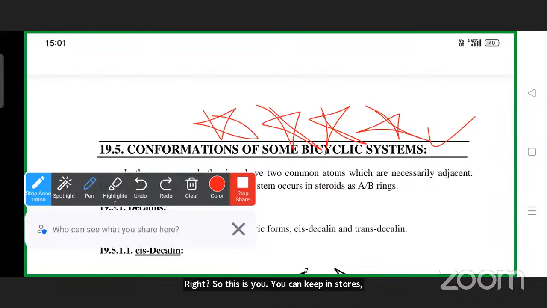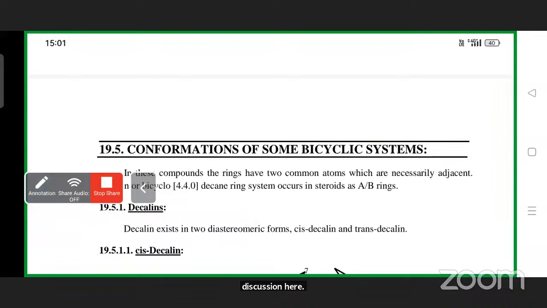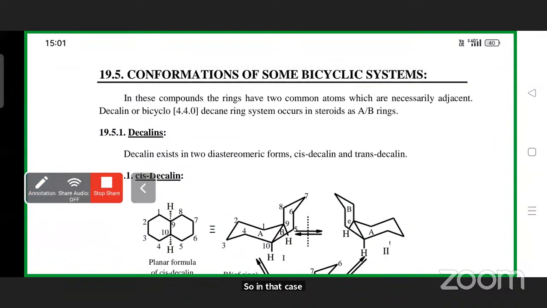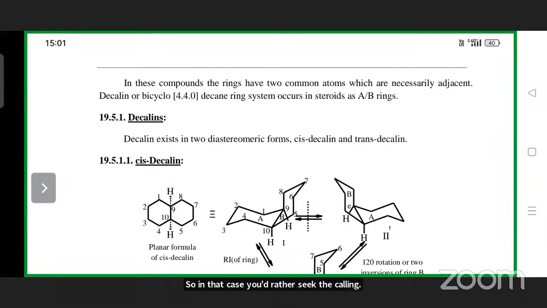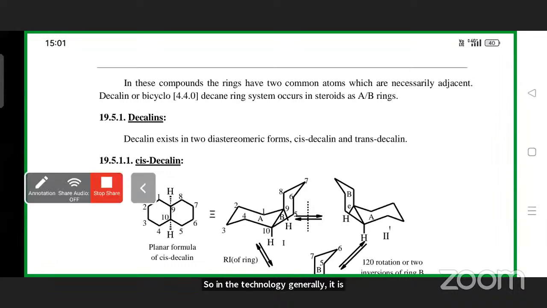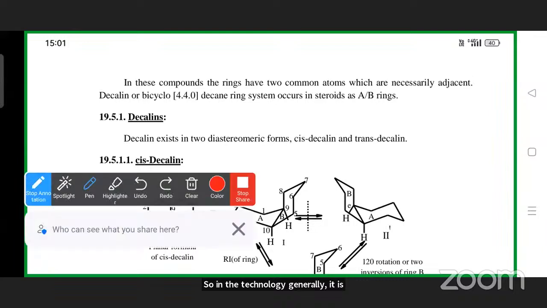This question is frequently asked: draw the conformations of decalins. In that case, you draw the cis-decalin and trans-decalin. In decalin, the bicyclic nomenclature is bicyclo[4.4.0]decane.